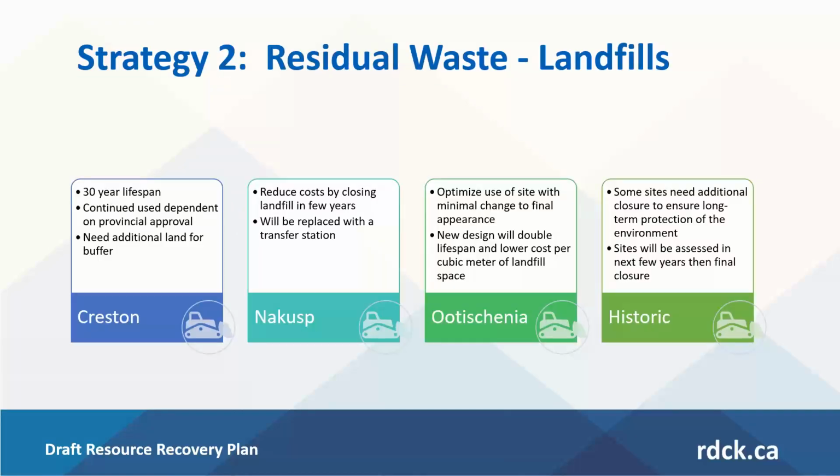With respect to residual waste and landfills, in the East subregion, there's the Creston landfill. In the Central subregion, there is not a landfill because that waste is transferred to the West subregion, to the Ootischenia landfill, rather than having a landfill in the Central region. But there are historic landfills. So what's really important for the West subregion is that the Nakusp landfill, to reduce costs, will be closed in a few years and be replaced with a transfer station. But the Ootischenia landfill will become the landfill for both the West and the Central.